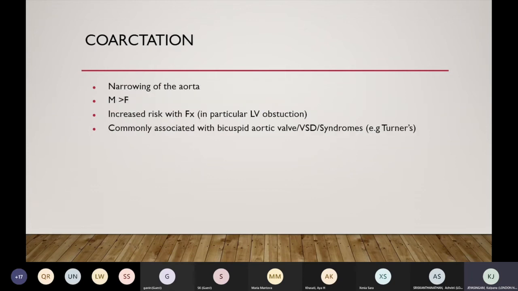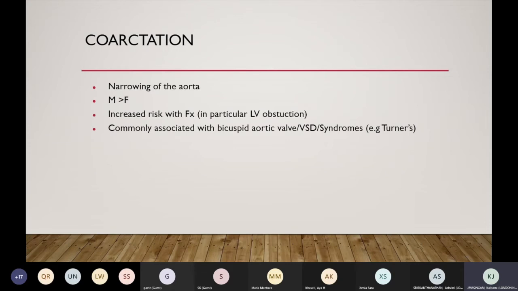Next. So VSD, a defect between the right and the left ventricles. Again, they could be symptomatic or asymptomatic, and management would be similar to ASD. And if they say in the exam that the child has an atrioventricular septal defect with possibly characteristic features of Down syndrome, then Down syndrome should be one of your top differentials.